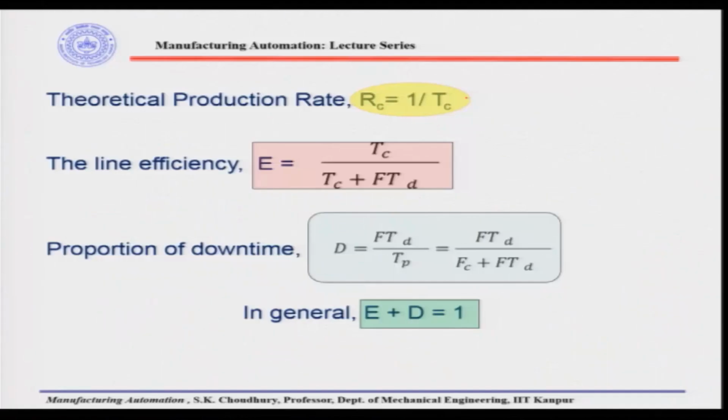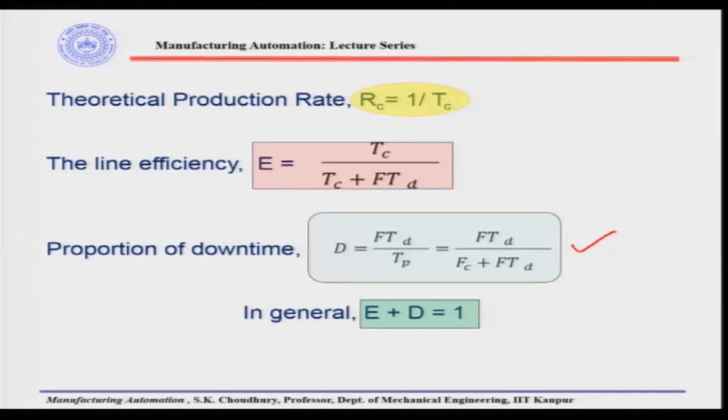Since we know the theoretical production rate, which is 1 upon TC, we can find out the line efficiency. That means, how efficiently the line is running: for how much time of the overall operation the line is operating, and for how much time the line is down. This is the proportion of downtime. So, E plus D, as I said, you can check, is equal to 1. I am just reminding you of this.